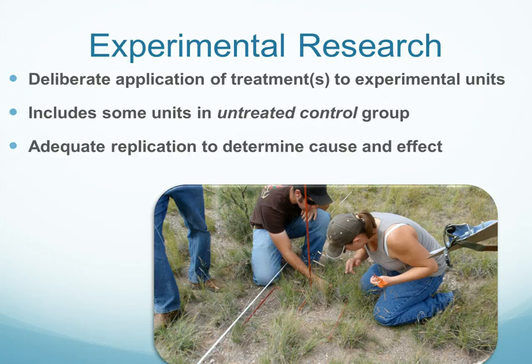that was not treated. In addition, with experimental research, we often have adequate replication for statistical inference, and because of the application of treatments and controls with adequate replication, we're able to determine cause and effect. That's the basis of experimental research.